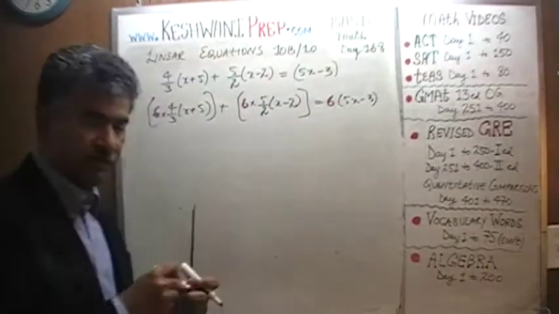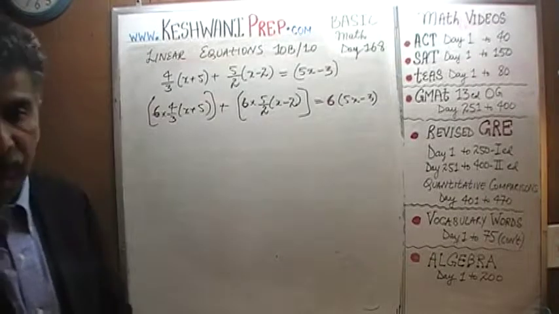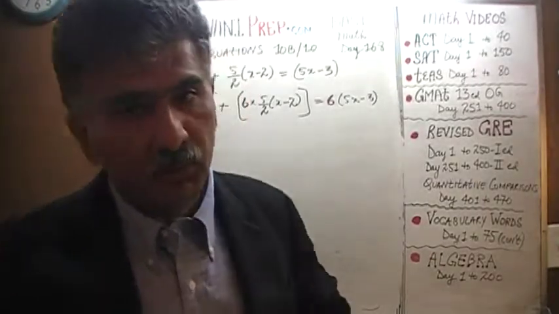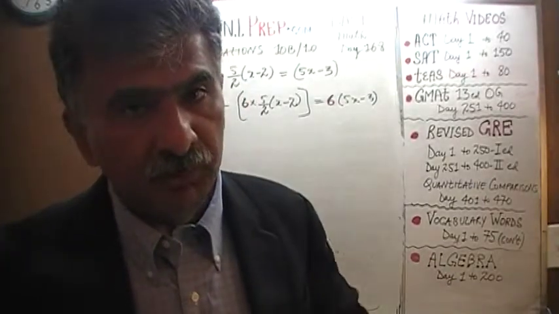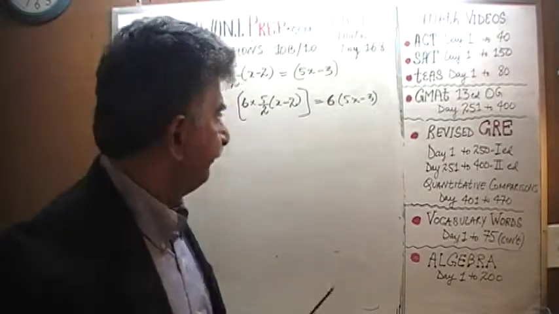And since we multiply the entire equation by the same number throughout the whole equation, all the terms, the equation is still the same equation as the original one because it's still balanced.